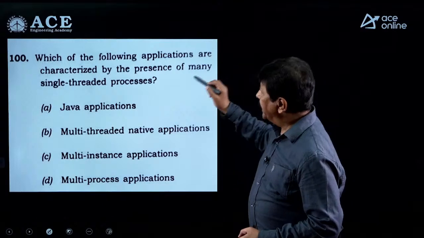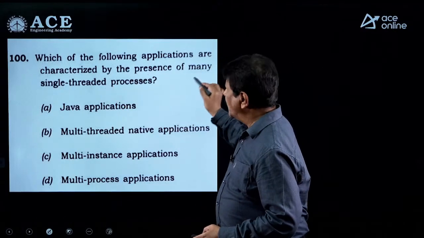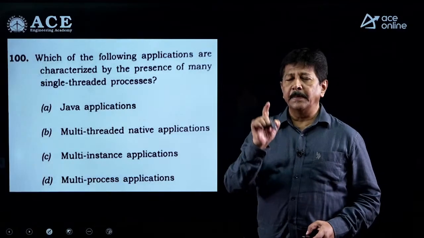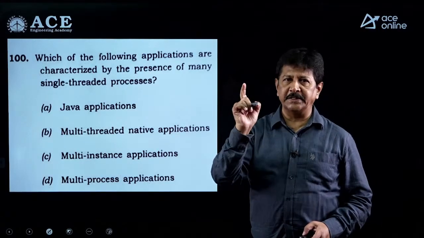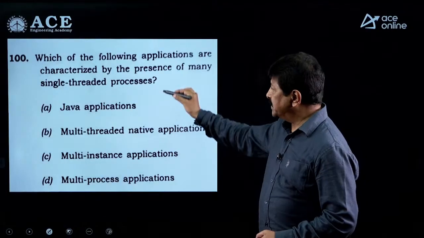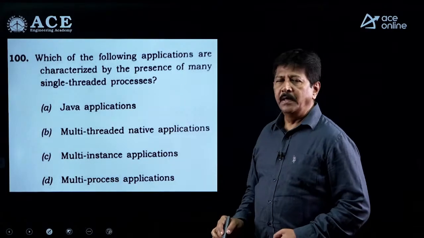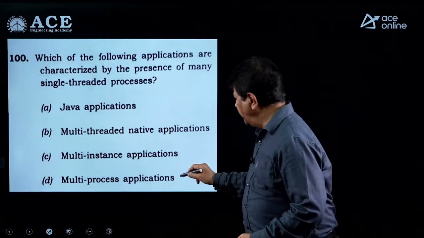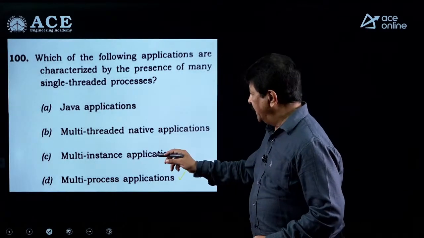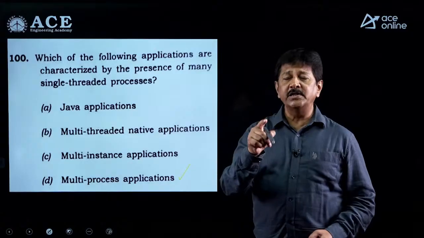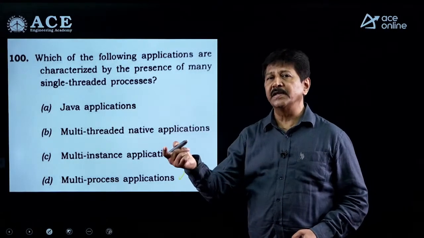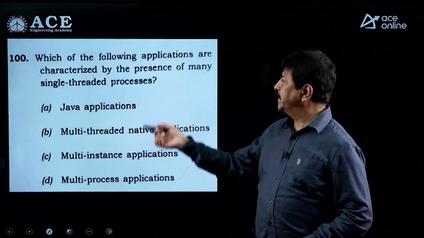So which of the following applications are characterized by the presence of many single threaded processes? Please try to understand, the process is having only one thread. So which of these are going to be applicable for this one? Definitely it is going to be multi-process applications. In multi-process applications, each process requires a single thread. That is the answer to this one.